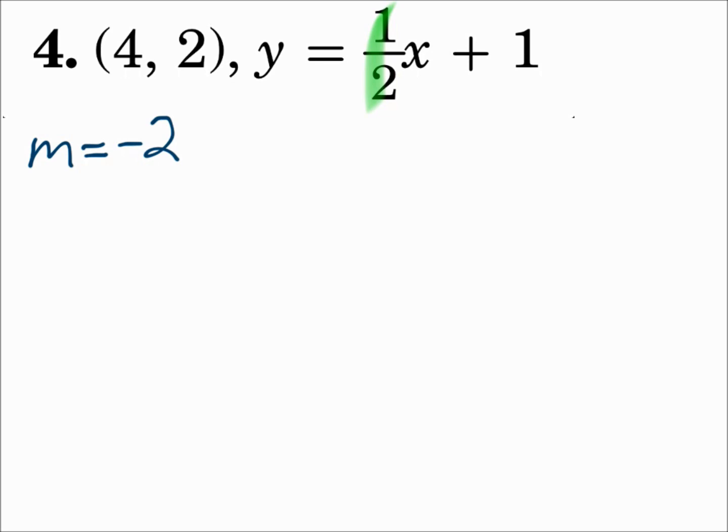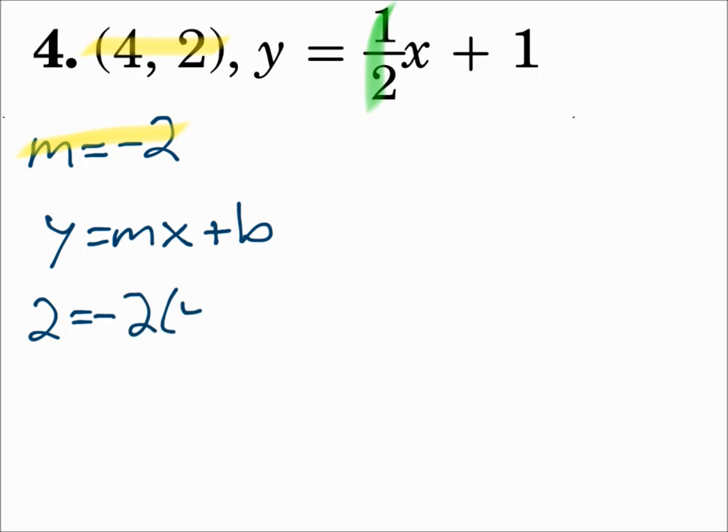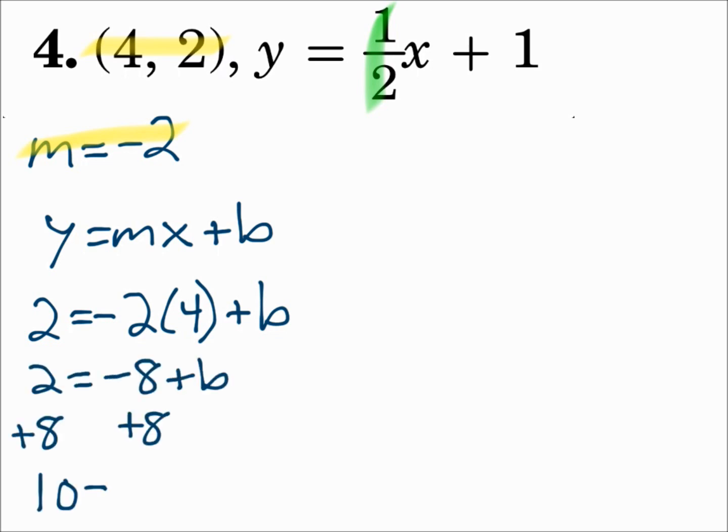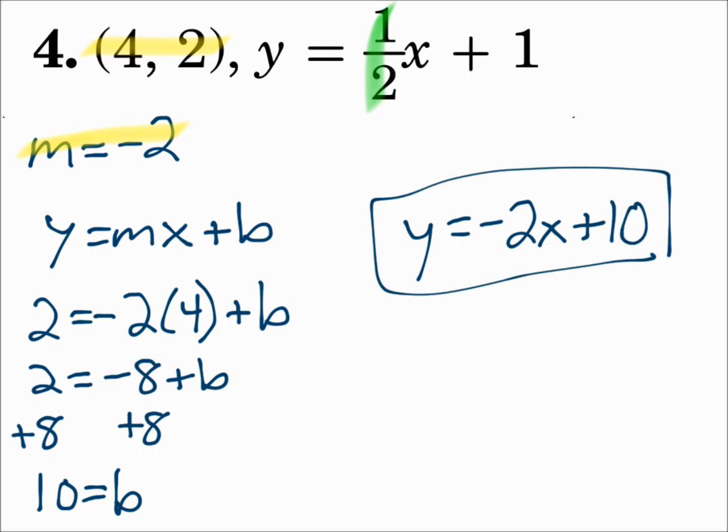Now let's find b. Use the point and that slope and solve for b. Y is 2, m is -2, x is 4, plus b. When you solve for b, b is 10. Now, use the slope of -2 and the y-intercept of 10. Y equals -2x plus 10. Use the negative reciprocal of the slope of the line they give you.